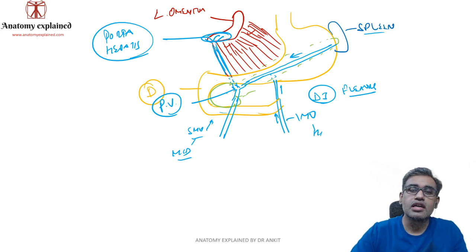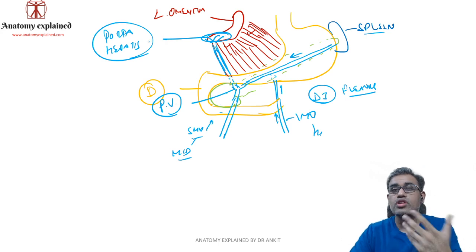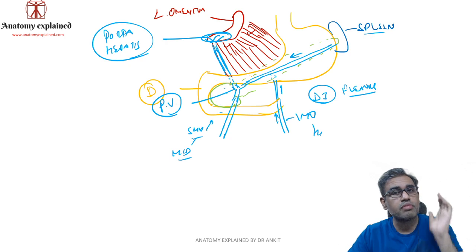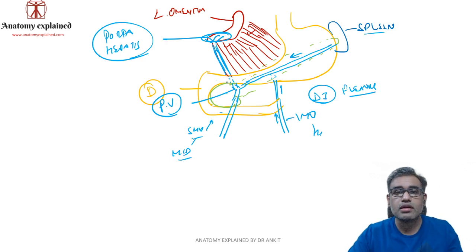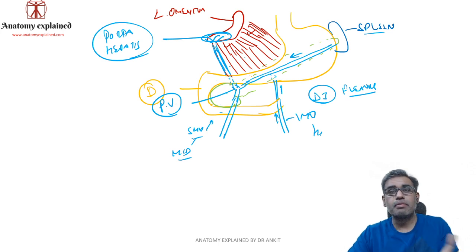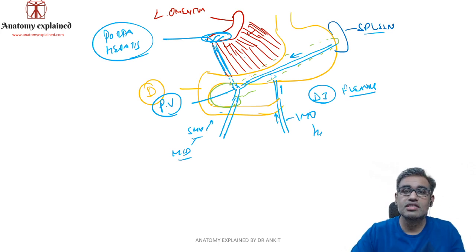Now this portal vein wants to go to the liver. Now where is the liver? Liver is intraperitoneal, it is more anterior. Therefore this portal vein needs some double layered fold of peritoneum in the form of lesser omentum to reach the liver. So the lesser omentum is providing it a passage to reach the liver. It passes through the right free margin of the lesser omentum.